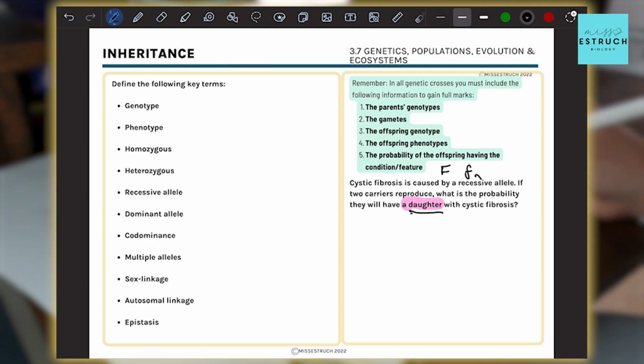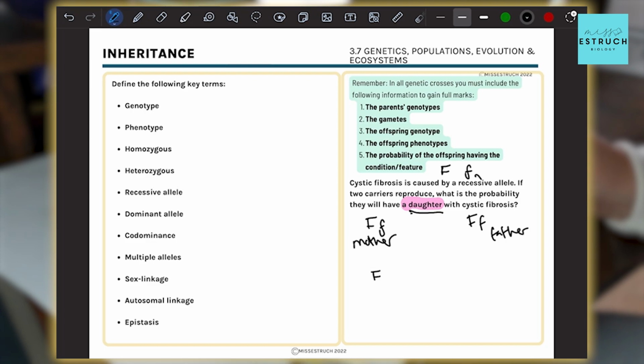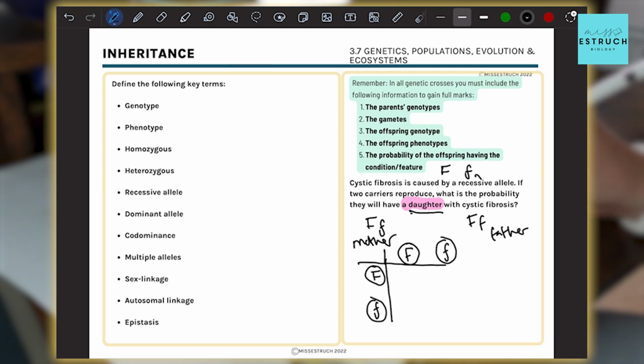So we need to show the parents' genotypes. The parents' genotypes, they're both carriers. So I'm going to say mother and father. Then we need to show the gametes. They can both have a dominant and a recessive. I like to do my gametes following the convention of having them in circles just to really distinguish them from the genotypes. Next, we need the offspring genotypes.